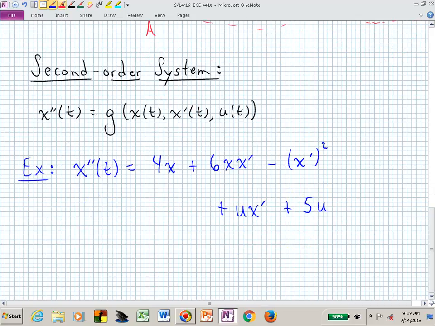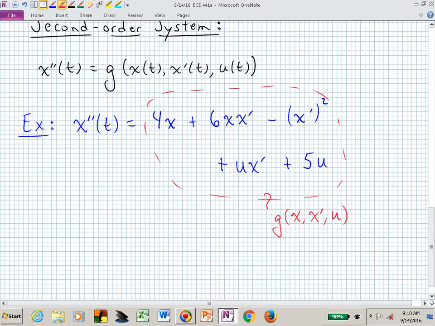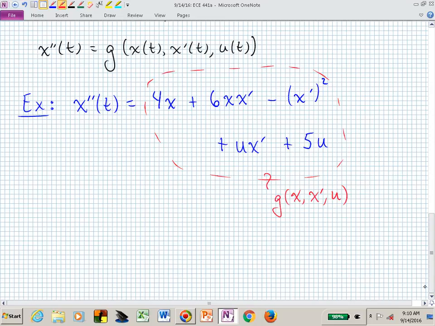And all of this is our G. That's a function of x, x prime, and u. And I hope that it's clear that that's not linear in x, x prime, and u because of these cross products, or these products of state variables and inputs. Now, what we want to do is first put this into a form that will give us a coupled set of first order differential equations.